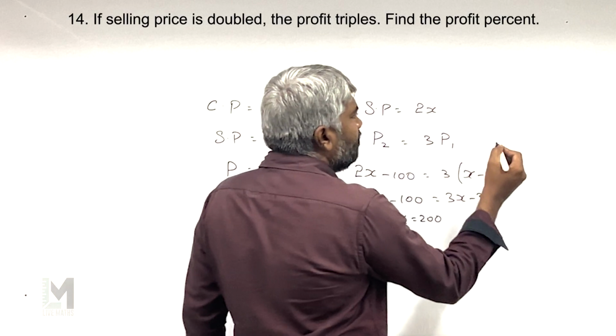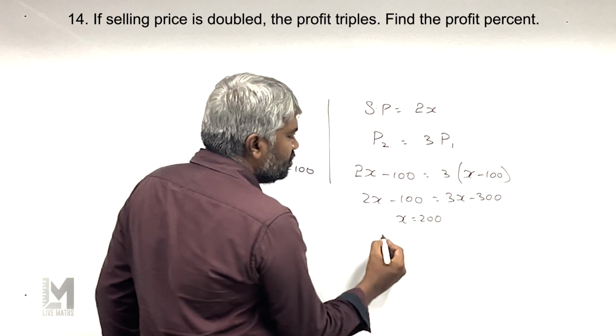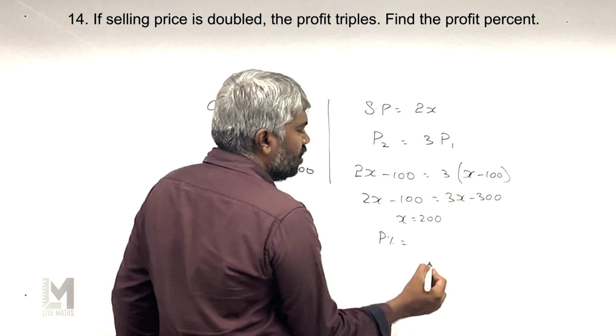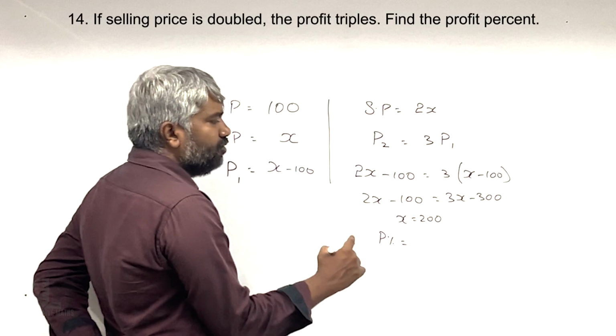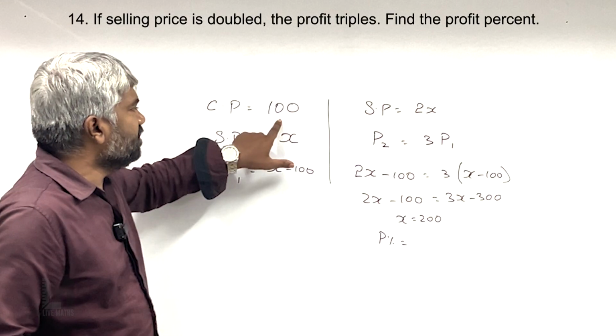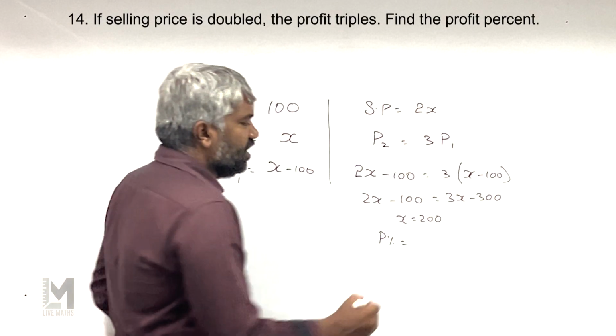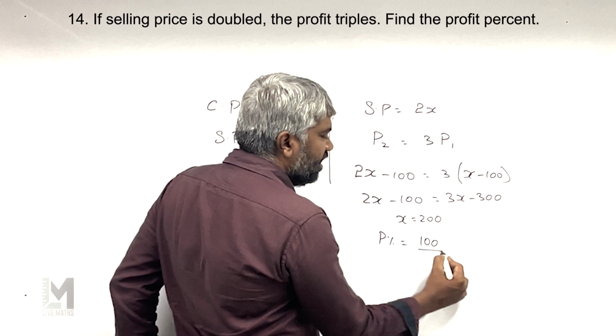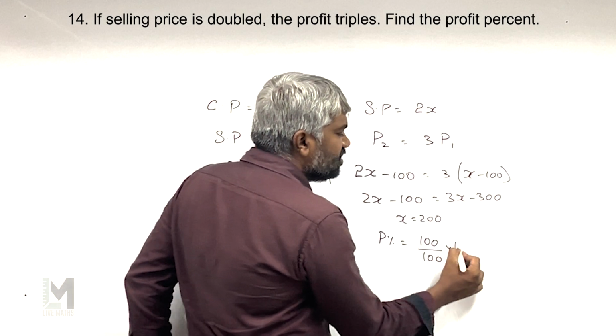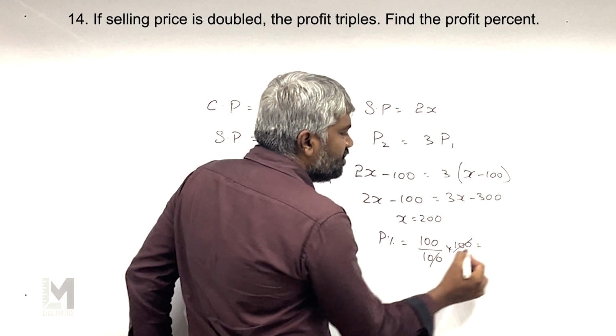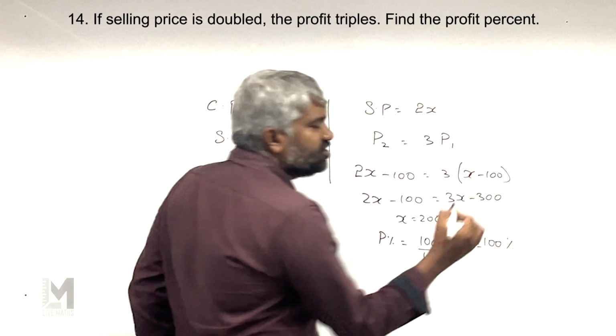Okay. Now, we need to find the profit percentage. So, profit percentage equals, we need to find the profit. What is your profit? Sir, cost price is 100, selling price is 200. So, profit is 100 by cost price into 100, which will give you 100 percentage.